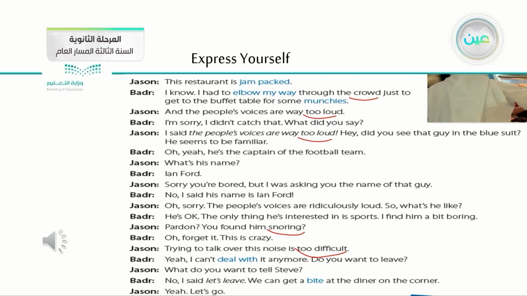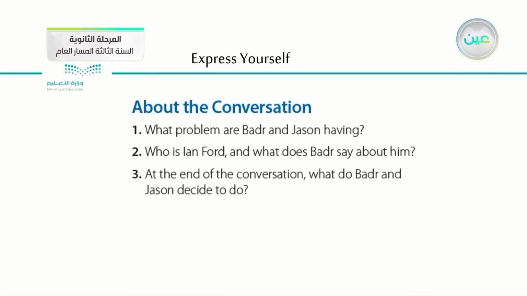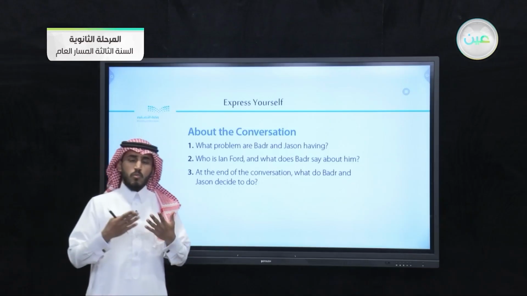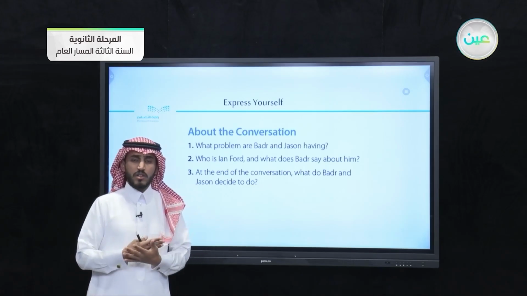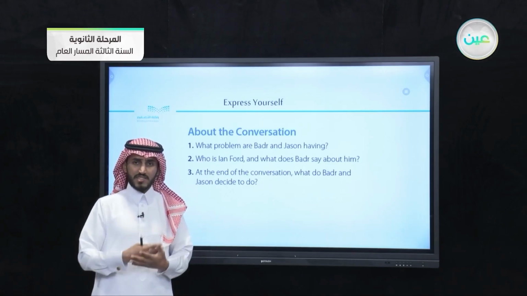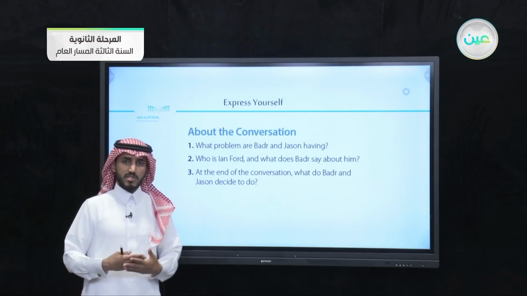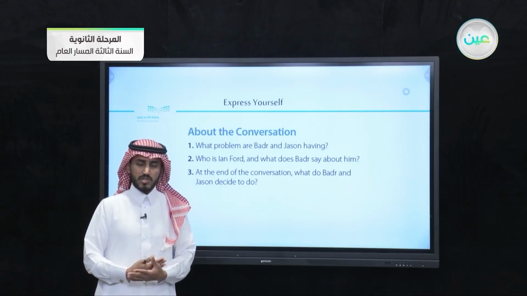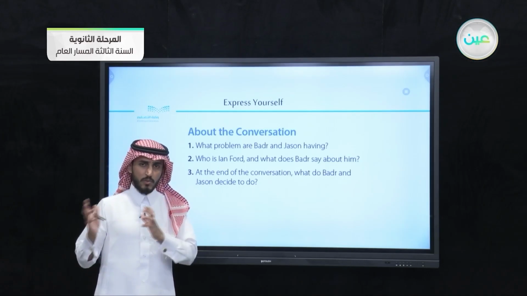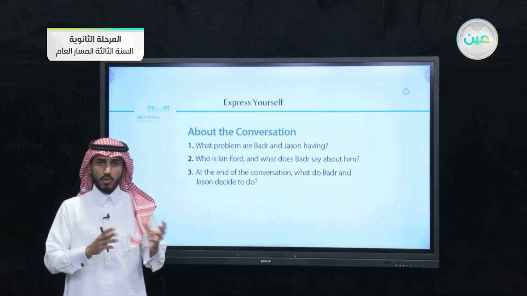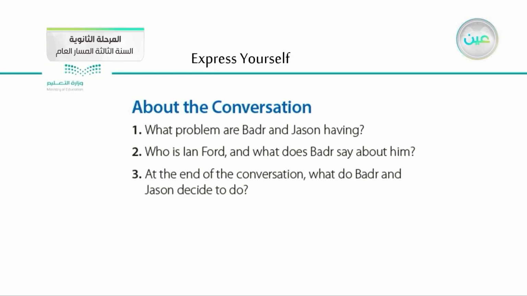After we have listened to this conversation, I think now you are ready to answer some of the questions about this conversation. Number one, what problem are Badr and Jason having? We have talked before about the proper way of answering the questions or the post-reading questions. We said that firstly we start with identifying the key words in the question. For example, number one, what problem are Badr and Jason having?